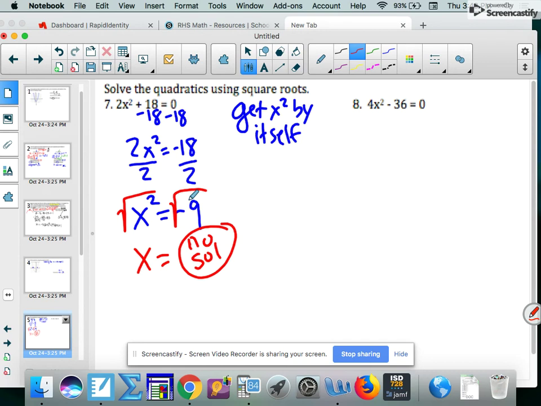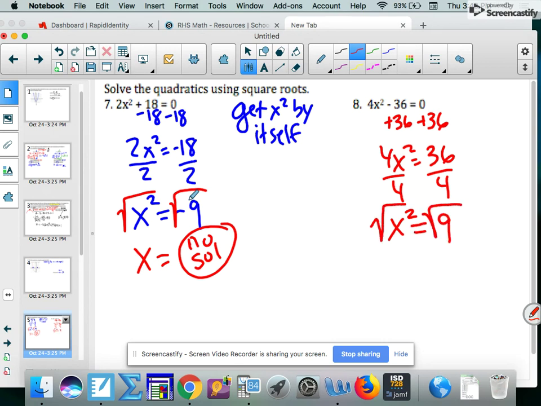For number 8, I'm going to add 36. Divide by 4. I get x squared equals 9. Again, square root that. Here's the big thing a lot of you are going to remember. You must have the plus and the minus. Okay, it is positive or negative.